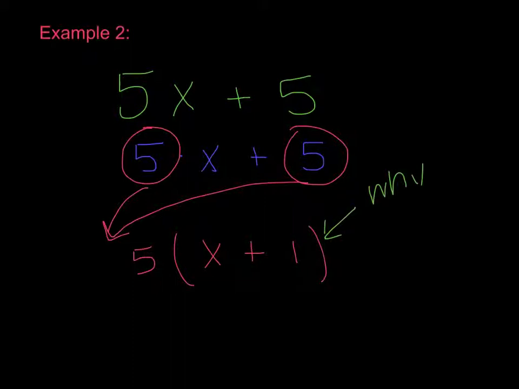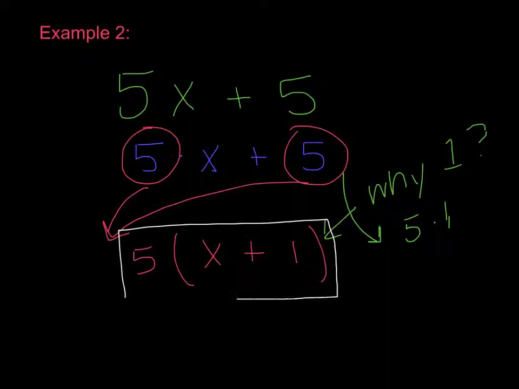Now you may ask yourself, why 1? Well, because to get this 5, it's 5 times 1. And to get this 5x, it's 5 times x. So if I factor a 5 out, I'm left with 5 parentheses x plus 1.